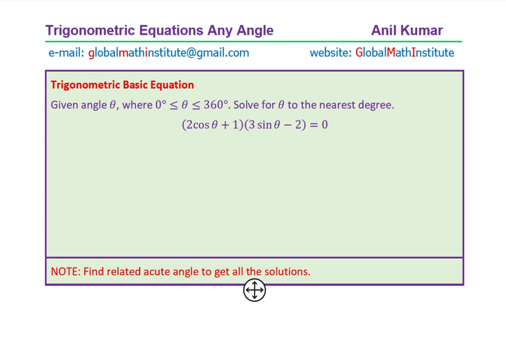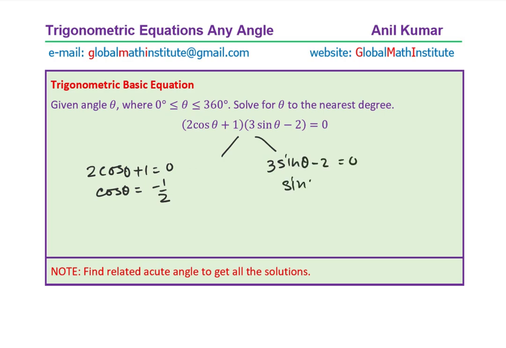So we are now saying that (2 cos theta plus 1) times (3 sin theta minus 2) equals 0. So that gives you two different equations to work with. One of them is 2 cos theta plus 1 equals 0. That will result in cos theta equals minus half, right? And the other one is 3 sin theta minus 2 equals 0. That will result in sin theta equals 2 by 3, correct?